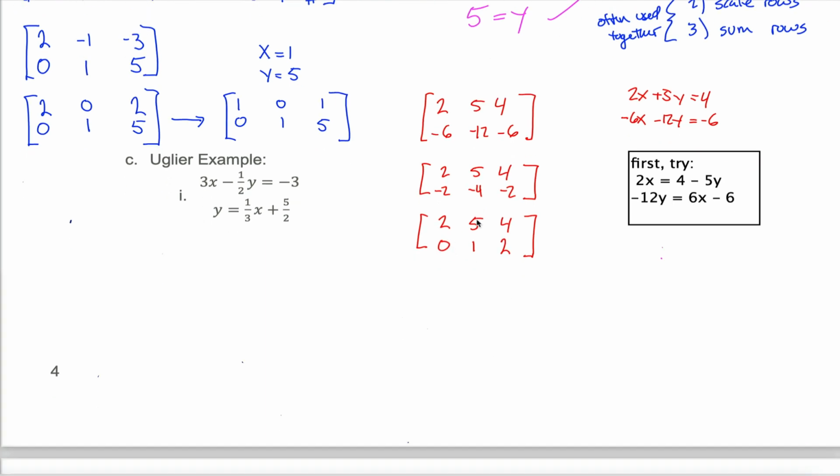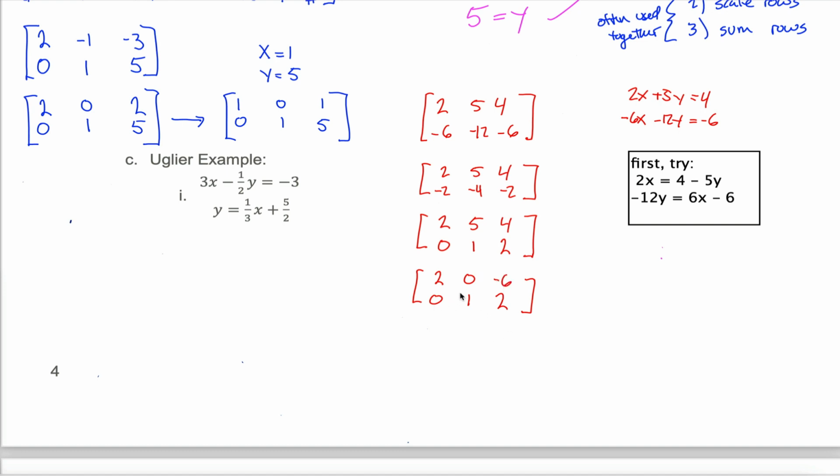I've created this 0. My next step is to create a 0 up here. How am I going to do that? Well, I'll leave my bottom row completely alone, 0, 1, 2. And then in place of my top row, I'll take the top row and add -5 times the bottom row. In other words, I'll take the top row and subtract 5 times the bottom row. So 5 times this 0 is just 0, and 2 minus 0 is still 2. 5 times this 1 is 5, and 5 minus 5 is 0. And 5 times this 2 is 10, and 4 minus 10 is -6.